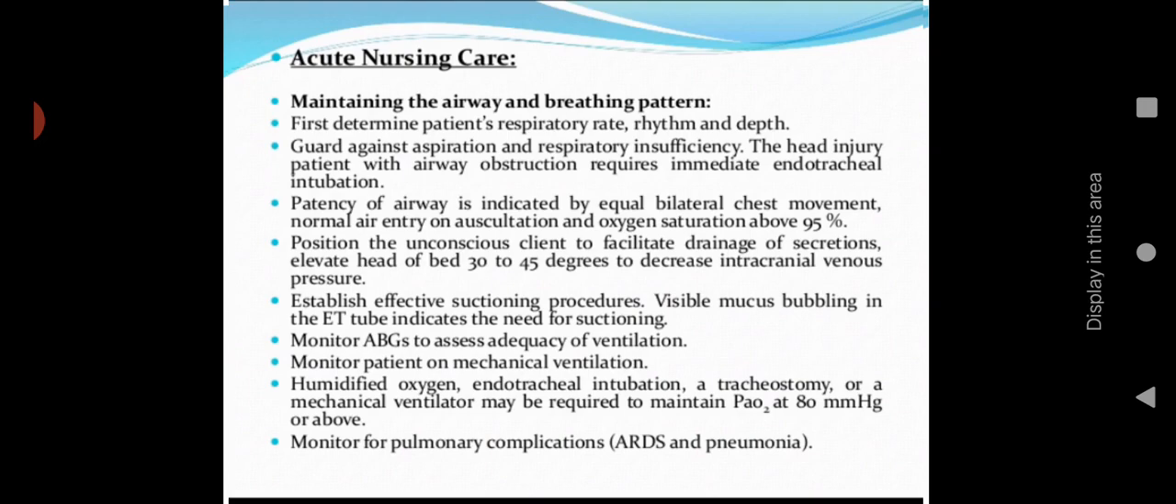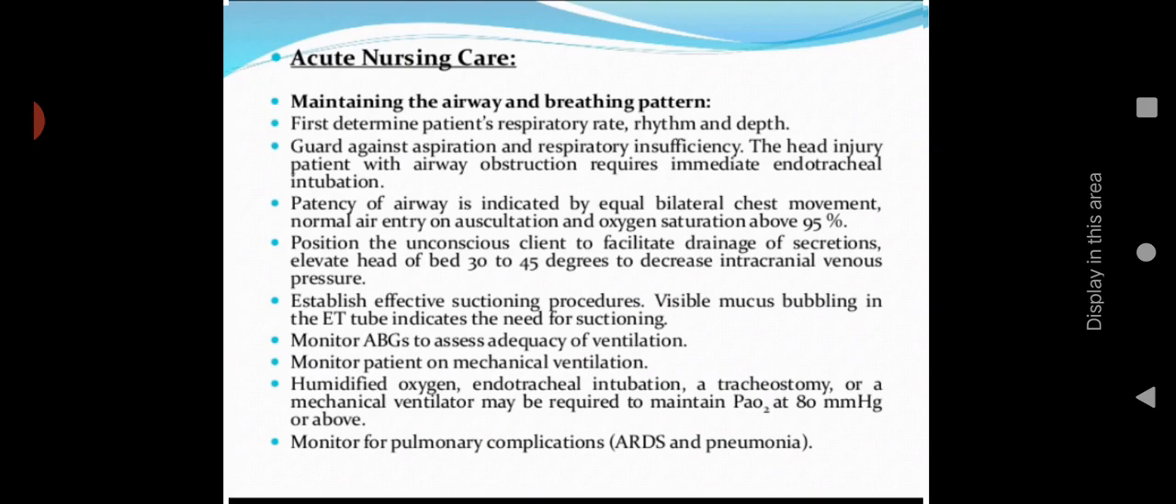So the patient is in head injury; most probably, a head injury patient will be unconscious. So we have to check whether any aspiration risk is there. Head injury patients with airway obstruction require immediate endotracheal intubation. If there is some airway obstruction, then we have to immediately go for endotracheal intubation, or connect the patient to a mechanical ventilator.